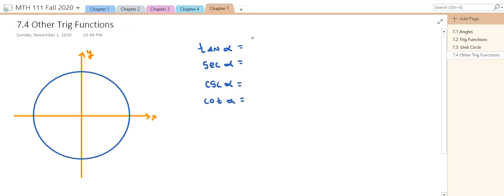So the tangent is sine of alpha over cosine of alpha. And the reason we want to do that is because we know that for an angle, let's say we do 30 degrees, so this is, say, 30 degrees equals our alpha.